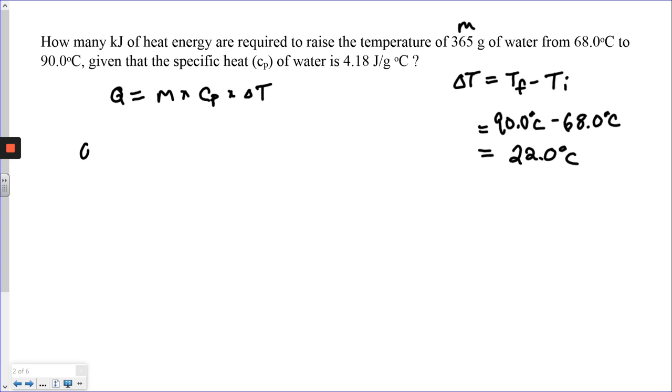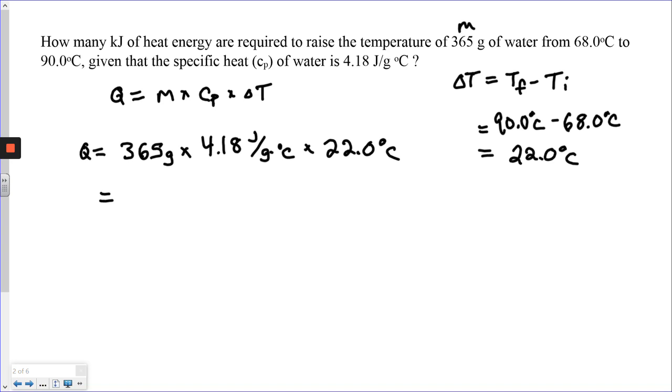So we have Q, our heat energy, is equal to our mass, 365 grams, times the specific heat, and the specific heat of water is 4.18 joules per gram times degree Celsius, times our change in temperature, which is 22.0 degrees Celsius. So now when I solve for Q, I get a pretty big number, which is 33,565.